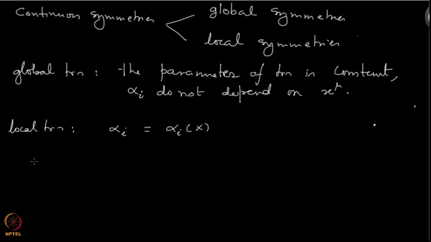And as you may notice, all the continuous symmetry transformations that I have written down till now in these lectures have all been global transformations. So it will be a good idea to give you one example of a local transformation, so that it's clear what we are talking about. So an example of local transformation or gauge transformation.